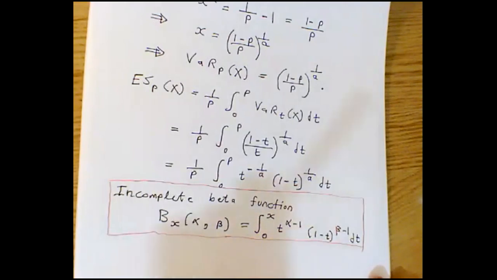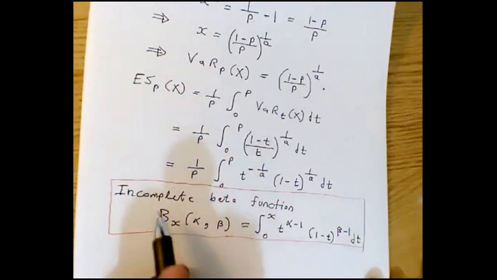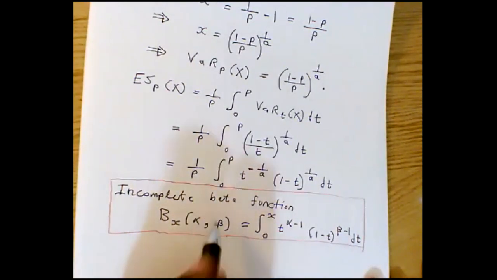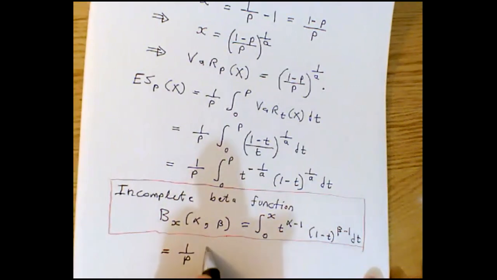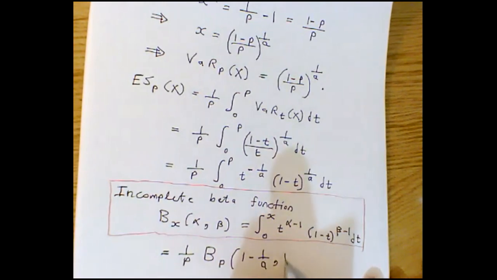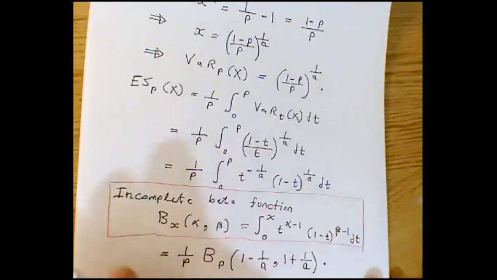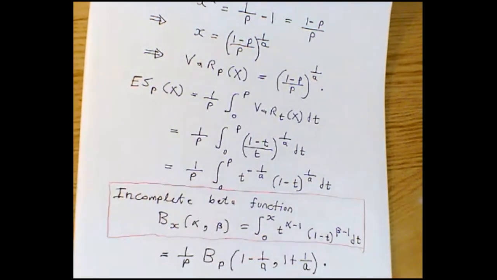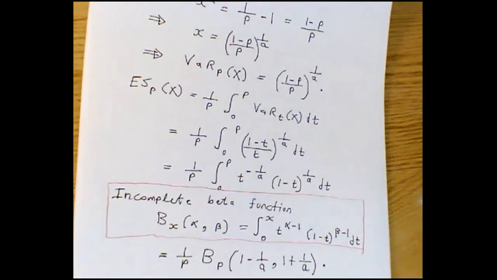Okay. All right. Now using this special function known as the incomplete beta function, you can write this here as follows. Your alpha will be 1 minus 1 over a, and your beta will be 1 plus 1 over a. All right, so that completes example 2, guys.